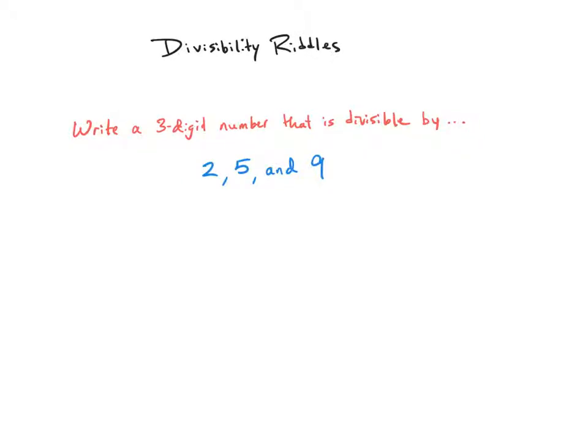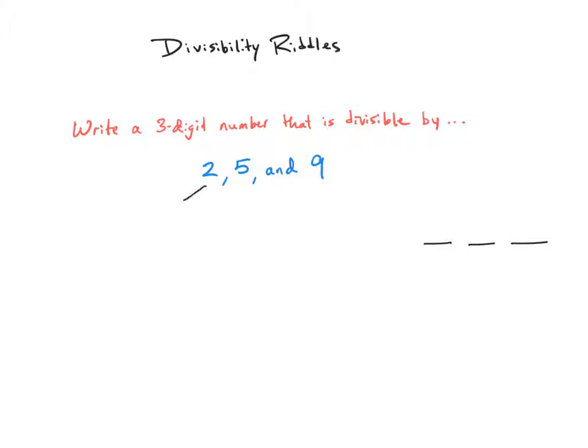In this video, I'm going to show you how we can solve some divisibility riddles. My first riddle here is: write a 3-digit number that is divisible by 2, 5, and 9. First thing I'm going to do is go ahead and make my 3-digit number. I don't know what's going to go in each place value, but I know it's going to have 3 digits. And then I'm going to think about what I know about divisibility rules.